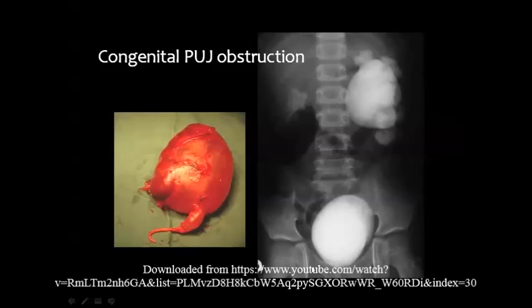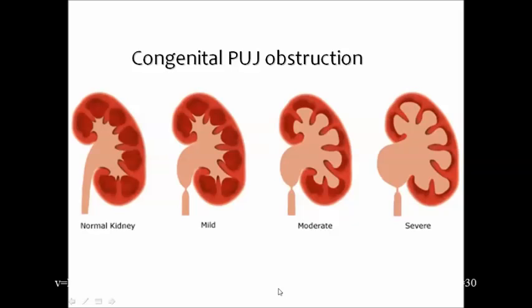Then this is also a common congenital anomaly, which is congenital pelvic-ureteric obstruction. And here you see that the pelvis is markedly distended, and also the calyces are markedly distended, and you don't see the ureter. Then you know that the obstruction is here at the pelvic-ureteric junction, and this is a congenital form which can be unilateral and can also be bilateral.